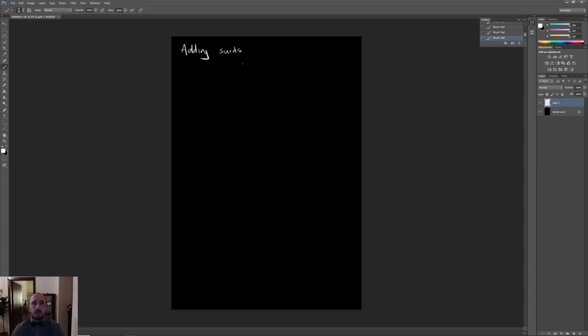Let's get started. When we're adding surds, what we need to do is make sure that we have the same square root in the surd, and then we can add them together, just like collecting like terms with x and y. So what do we mean by this?